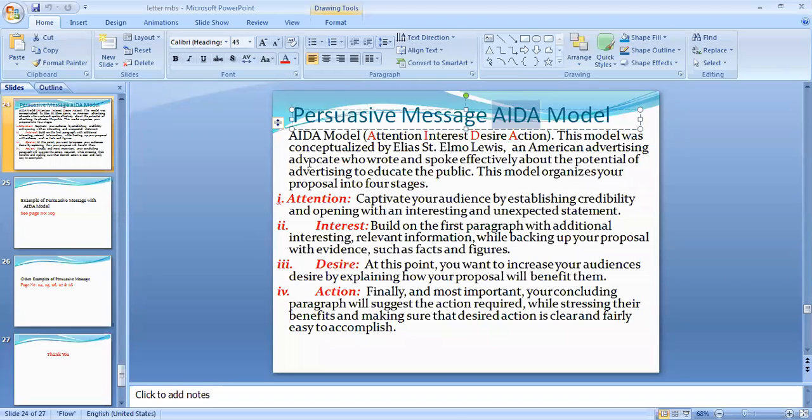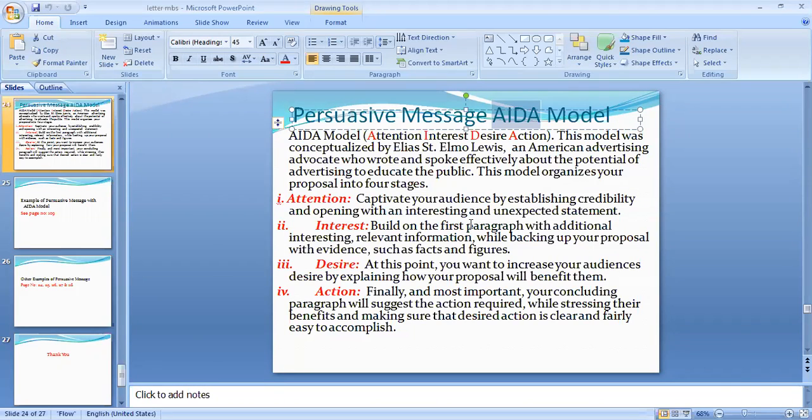This model was conceptualized by Elias St. Elmo Lewis, an American advertising advocate who wrote and spoke effectively about the potential of advertising to educate the public. This model organized your proposal into 4 stages. That person developed it in an American advertising agency, and he wrote and spoke effectively about the potential of advertising to educate the public. Means to persuade the public through advertisement, to advertise and to convince them through advertisement.